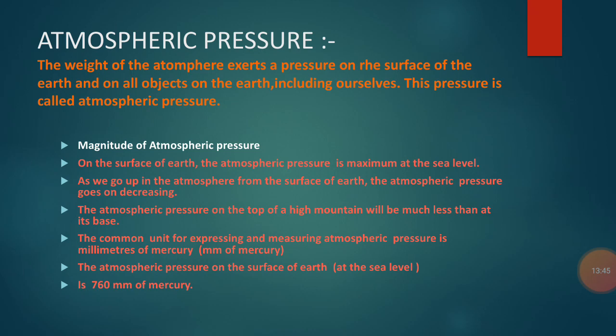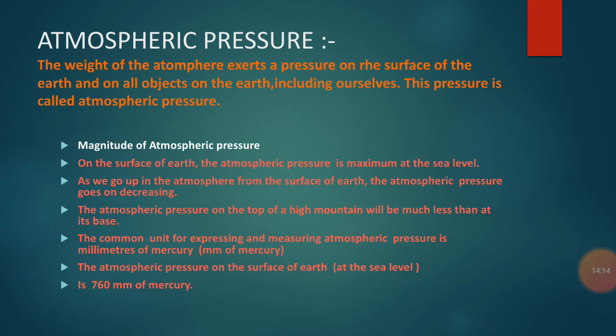Or in other words, we can define it like this: atmospheric pressure is due to the weight of the air that is present in the atmosphere above us. And this atmospheric pressure also acts in all directions. Now we are going to talk about the magnitude of the air pressure. What is the magnitude of the atmospheric pressure?